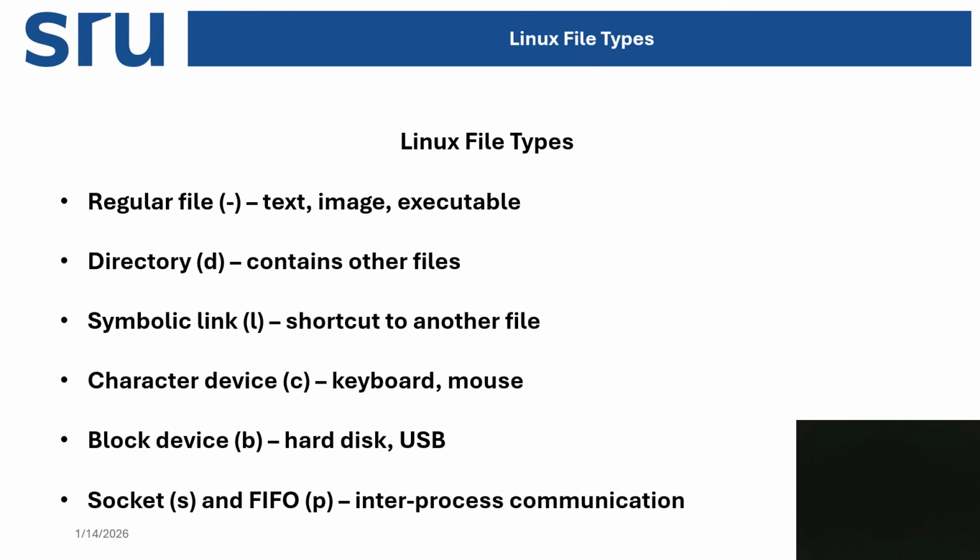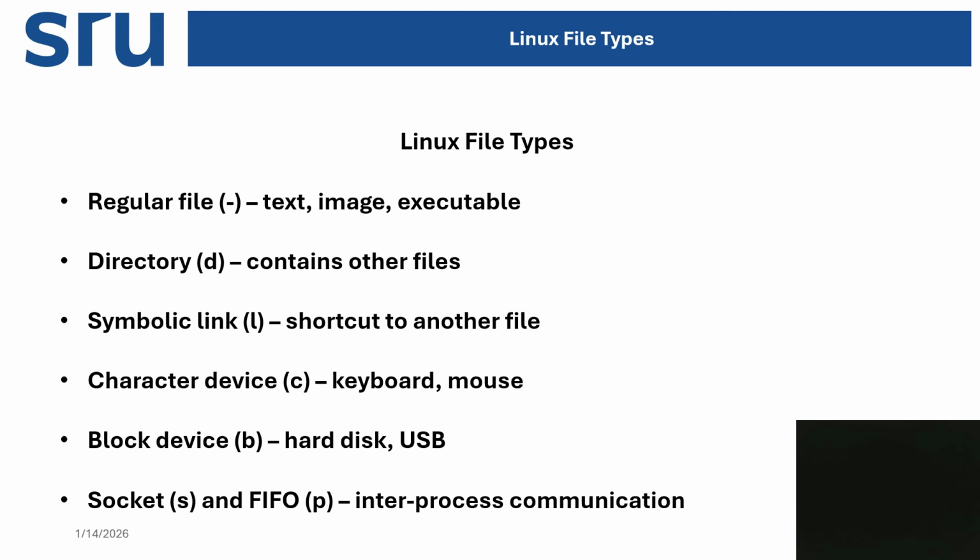Directory means a directory or subdirectory, whatever it may be, it comes under directory only, and its character is d. Next one is symbolic link, a shortcut to another file. We will discuss symbolic links later, and its character is l. Next, character device, that is c. Here keyboard and mouse come under character devices. Next, block device, like hard disk and USB. These come under block device, and its character is b.